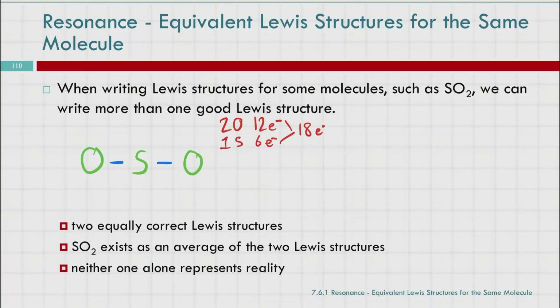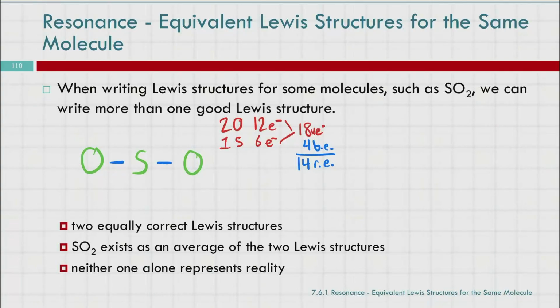We can connect the sulfur with its neighboring oxygens with 2 bonds. So using 4 electrons just to get everything connected together, we've got 14 remaining electrons. And then we need to place those electrons.